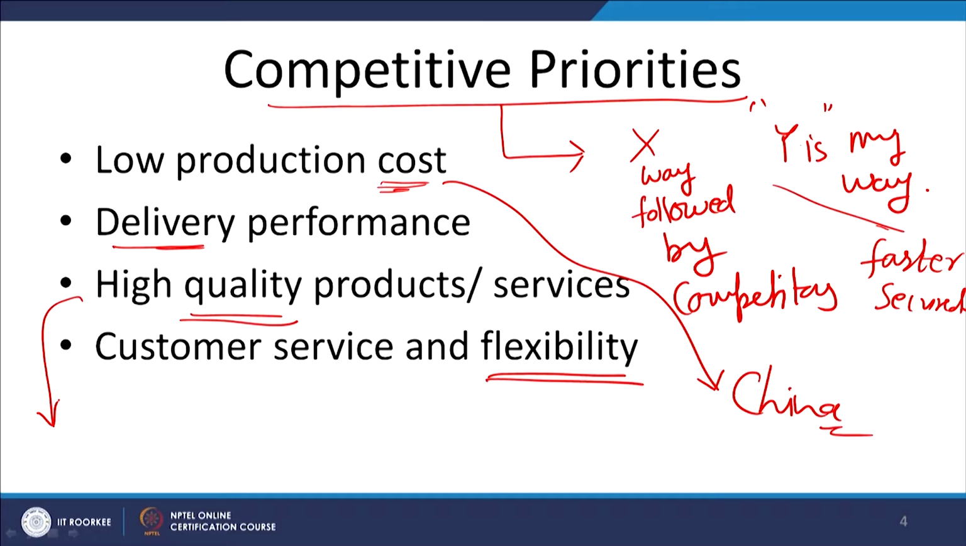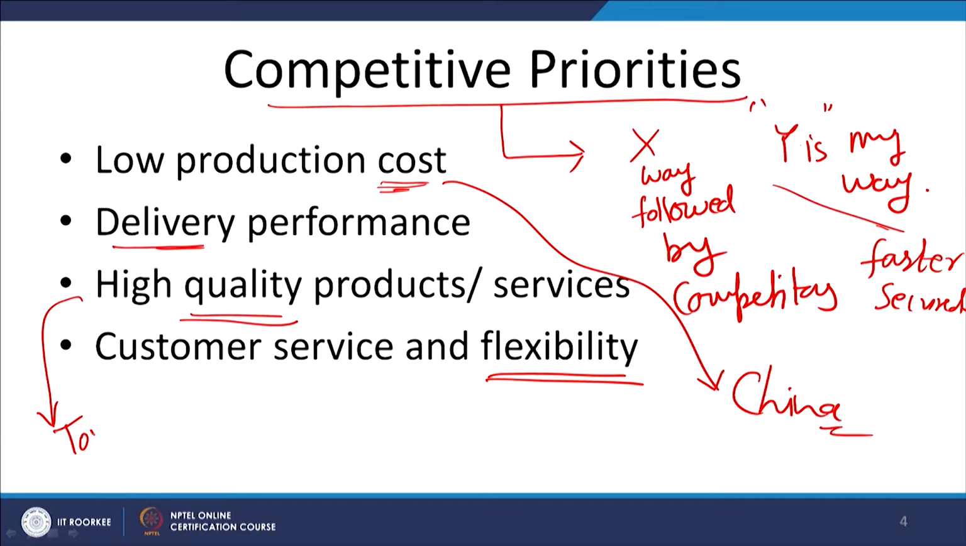Then comes the high quality, QCD. So, quality is also a very important aspect of the competitive priority. Organizations like Toyota are the best example to understand how one can get the benefit of quality as a competitive priority. Toyota set a very high benchmark of quality for their production facilities, and we know the success of Toyota all through the globe is because of their ability to produce high quality products.